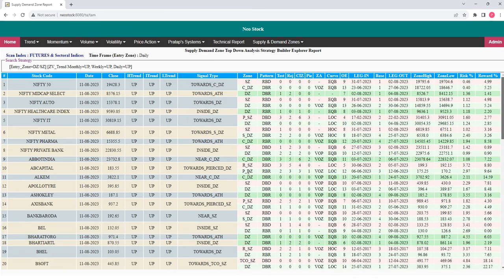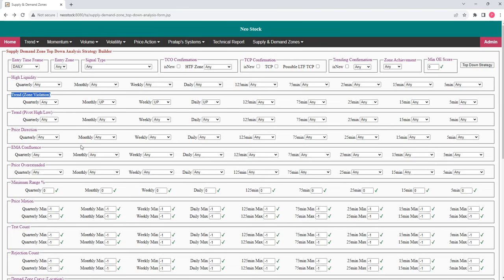But still, I feel 67 is a big number. So how can I reduce further? You need to slightly increase the complexity of this strategy. So how to further increase the complexity? Let's go back. We already set the monthly trend as up, weekly up, and daily up.